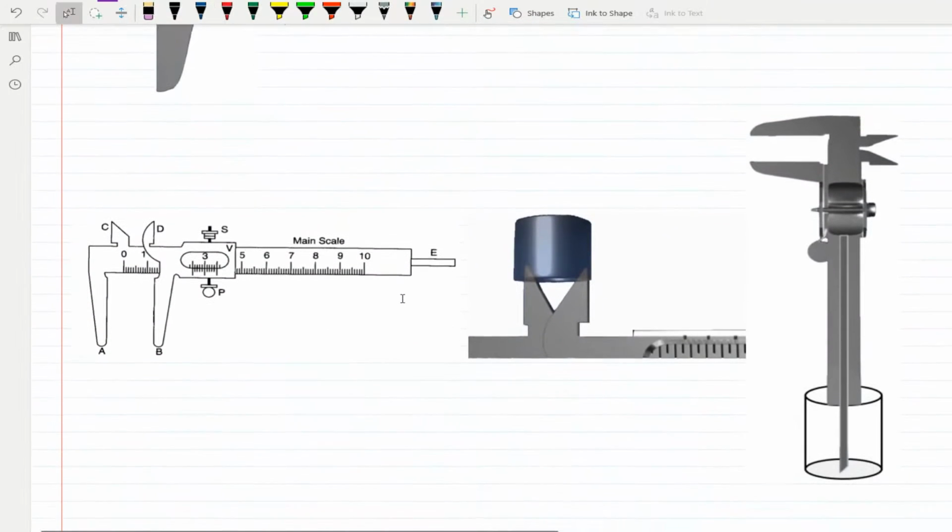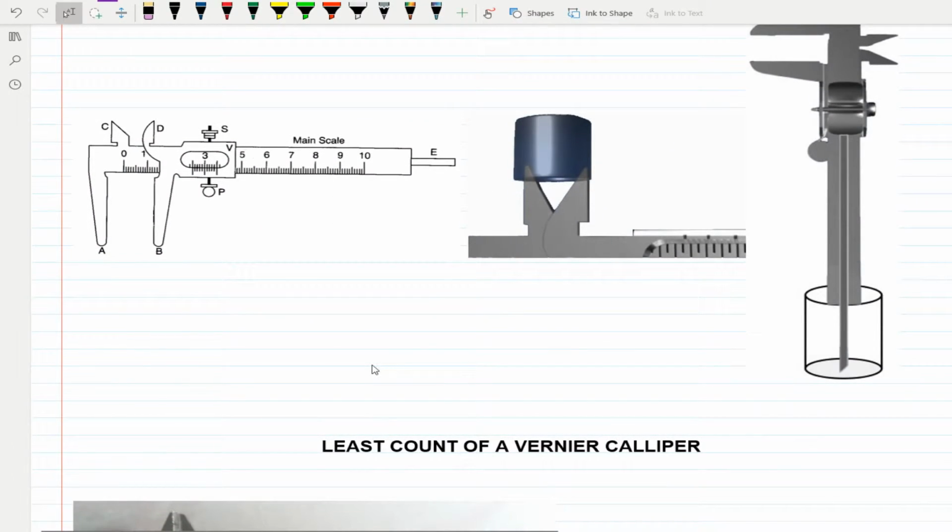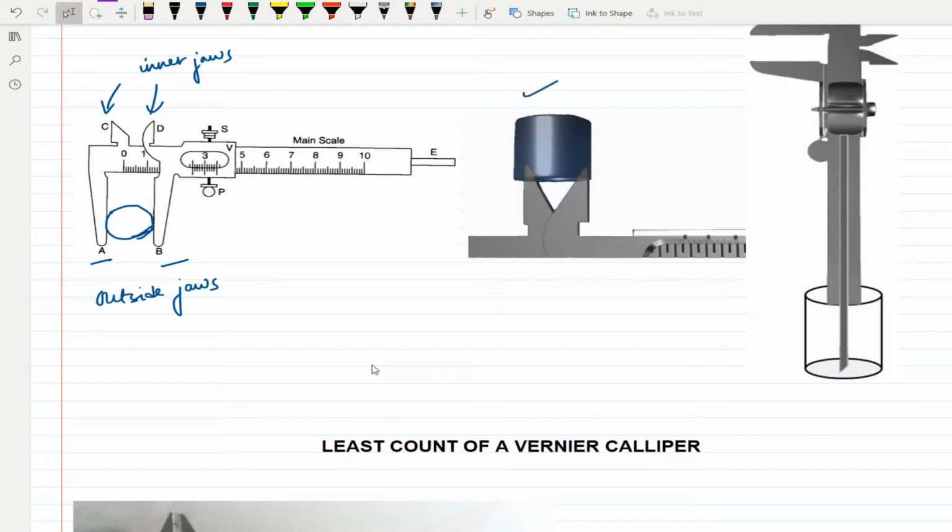Now in the vernier caliper you have these two jaws, called the outside jaws. What are they used for? If you want to find the length of any object, you place that object between these jaws, or if you want to find the diameter of any round object, you place that round object between these jaws. Then you have these top jaws which are called the inner jaws. What are they used for? The inner jaws are used for finding the internal diameter of any hollow pipe. You can see over here in the diagram.